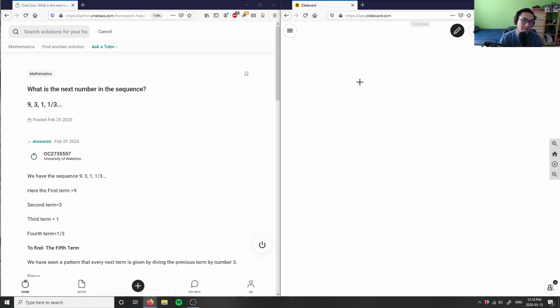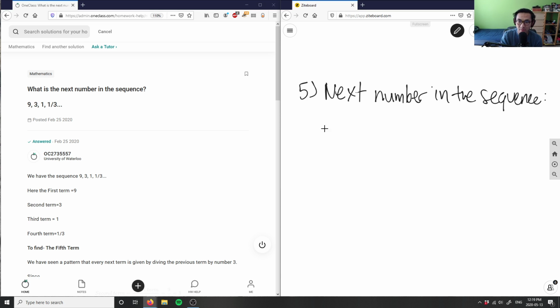Number 5 is asking, what is the next number in the sequence? So I want the next number in the sequence. Given the sequence, I have 9, 3, 1, 1 over 3, and then some type of value, and I want the next number, right?